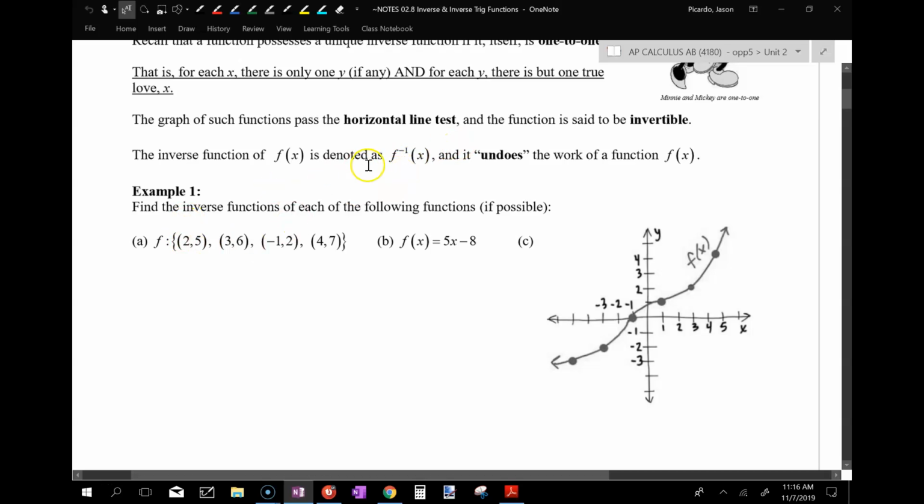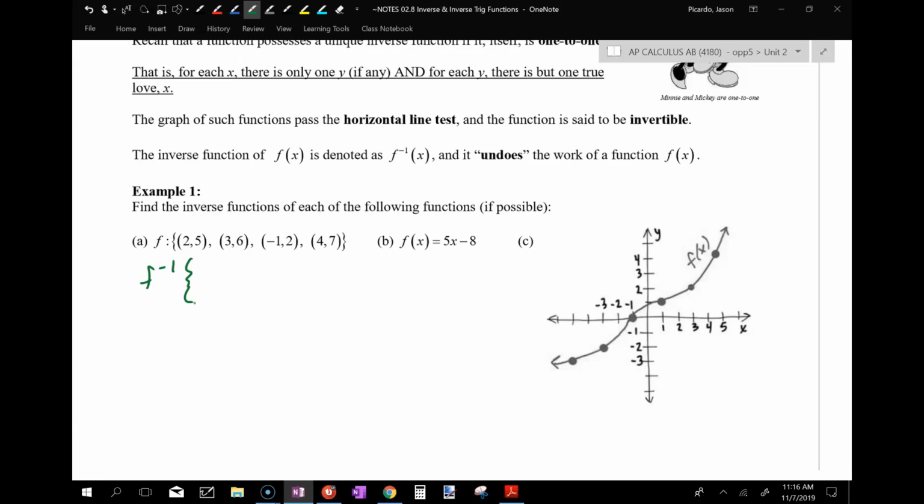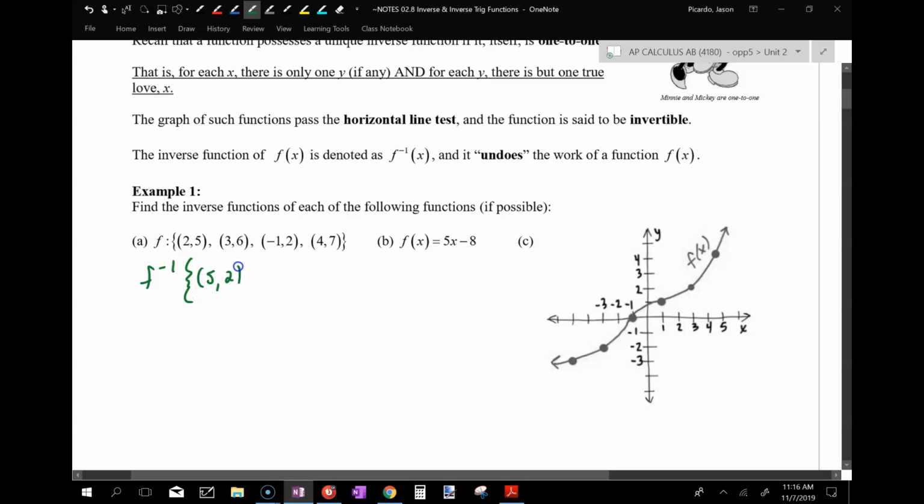Here's what I'm going to tell you guys, a couple different things. Here is a function f of x, and these are the values on it. So what are the values on the inverse? What are they going to be? 5, 2, and 6, 3, and 2, -1, and another one, 7, 4. So we already know that.